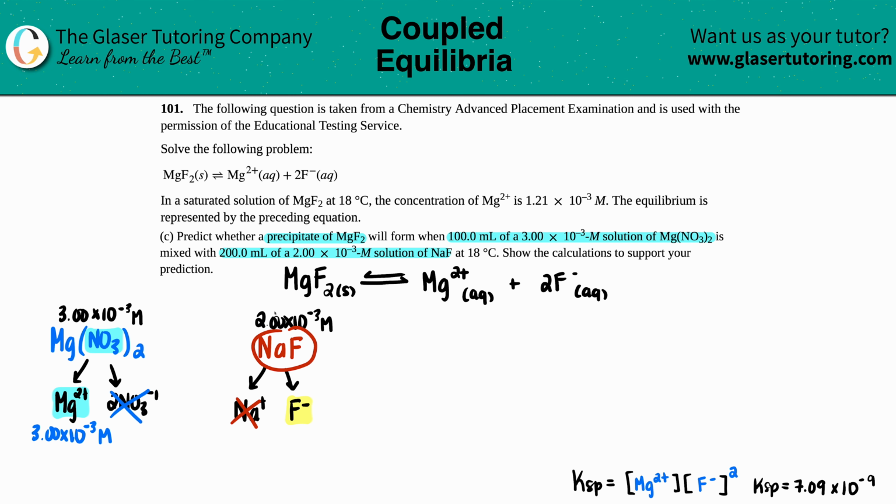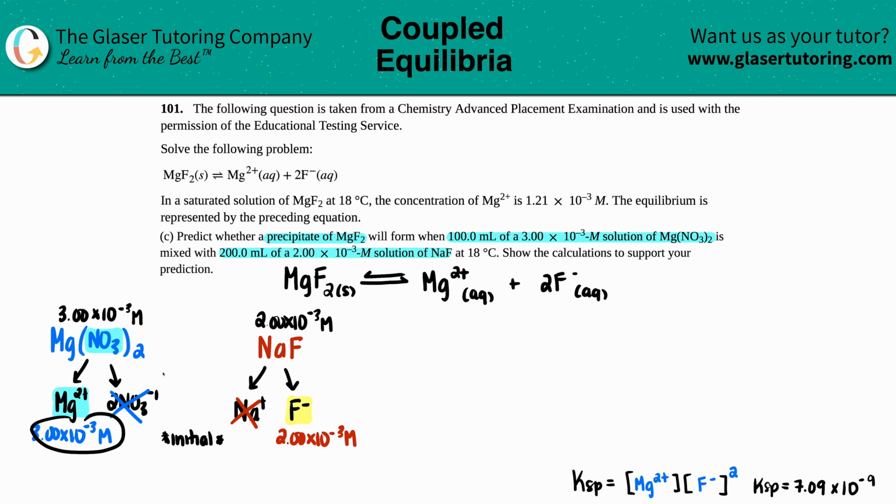And for every one NaF, there's only one F in NaF. So it's a 1-to-1 ratio. So the F- concentration starting off is 2.00 times 10 to the negative third molarity. Okay. Now where do we go from here? Well, keep in mind that these molarities are initials. They are initial molarities when these two solutions did not mix. So this is what you were starting off with for the Mg2+. This is what you were starting off with for the F-.